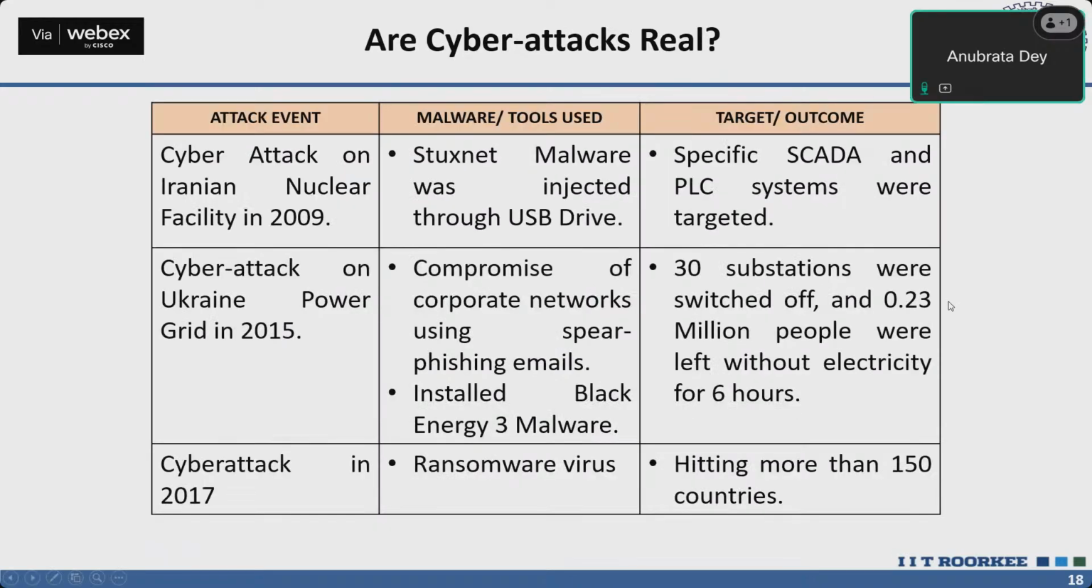Now let us look at the types of attacks that were done in the past. The first attack, as you can see from the table, was done in 2009 on the Iranian nuclear system. It was done through a USB drive, and the malware detected was Stuxnet. It was injected through the USB drive, and the affected systems were SCADA and PLC systems. There was a shutdown of SCADA and PLC systems for more than 6 hours, right? It was reported.